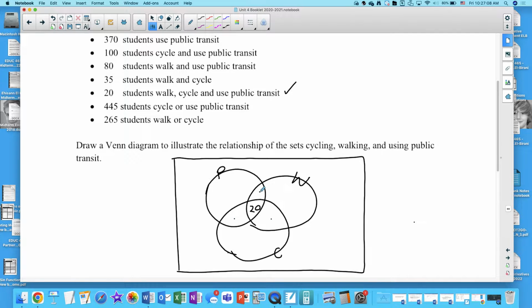The overlaps of 2. Yeah, so 80 students walk and use public transit. So that's this sort of standing up football shape over here, okay? That has to add to 80. So could we fill out this part here? That has to be 60, right? 60 plus 20 is 80.